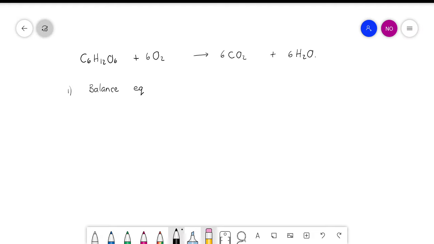Okay, good. Easy enough. For the second one, I'm going to ask you, determine the mass of O2 needed to react with 25 grams of the glucose.